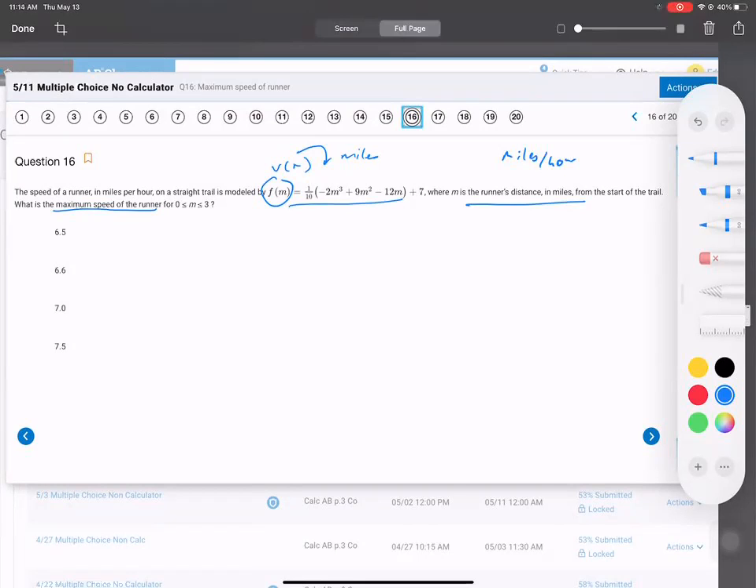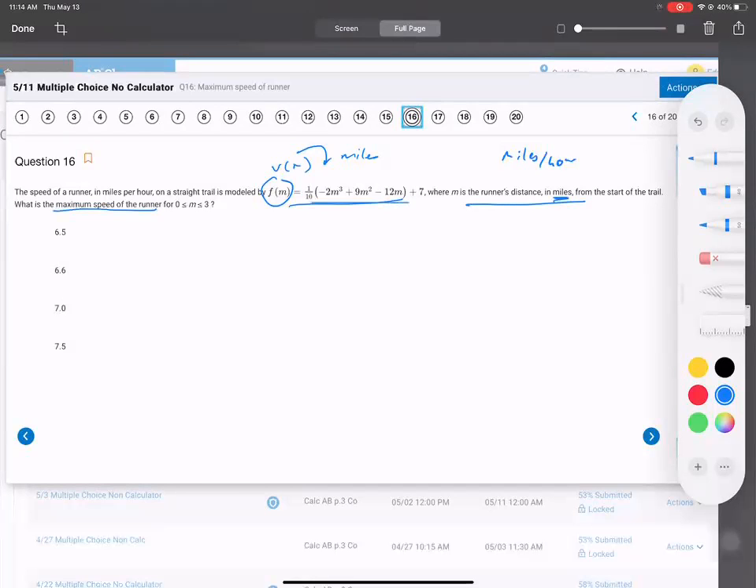Now, my slight confusion is that the speed of a runner is modeled in miles per hour on a trail by this equation, where m is the runner's distance in miles. My problem is that miles part right here, because if I take the distance from the start of the trail, his speed is changing based on that.